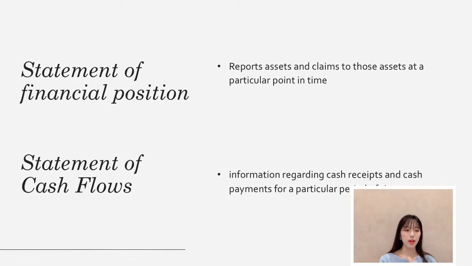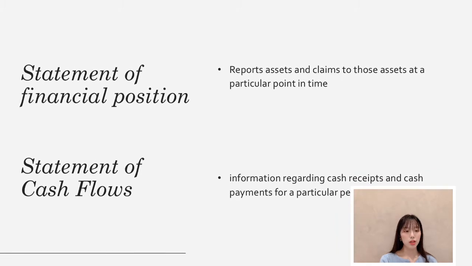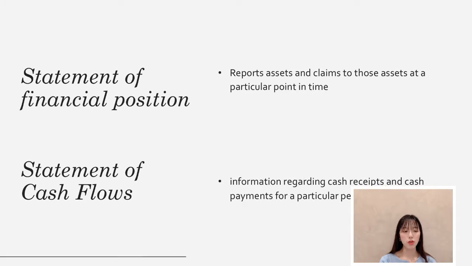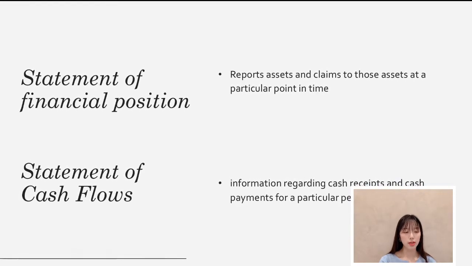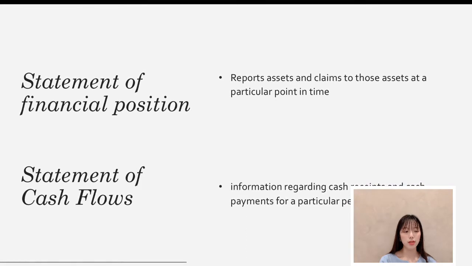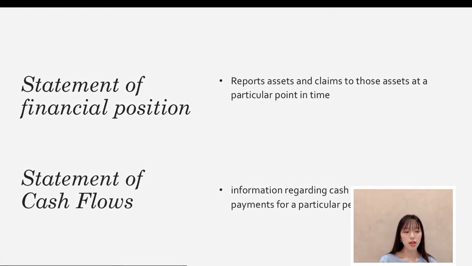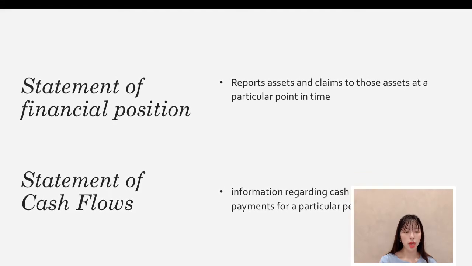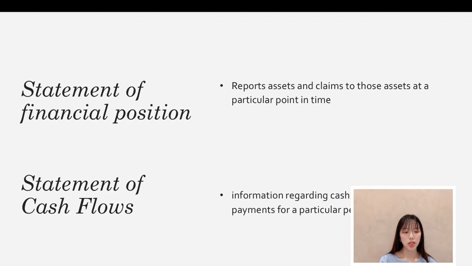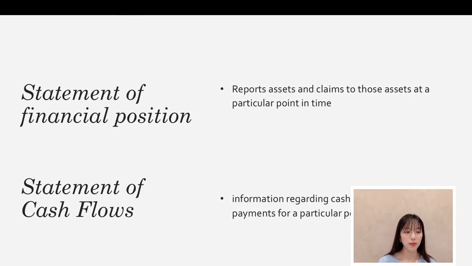Last one, interrelationships between the statements. The statement of financial position depends on the results of the income statement of comprehensive income and the statement of changes in equity. The ending amount in the statement of cash flows is reported in the statement of financial position.